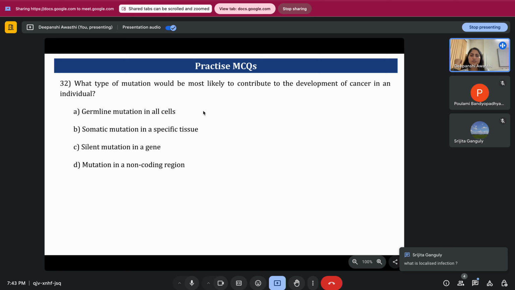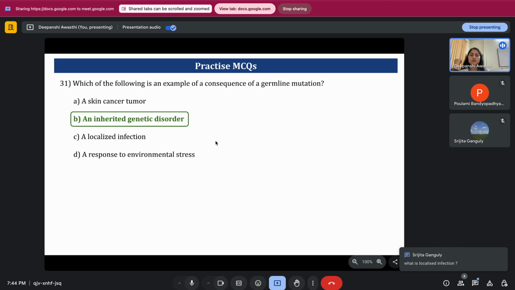Okay, what is localized infection? Yeah, when we say localized infection, it means the infection is localized to a particular tissue or particular organ. That is referred to as localized infection.